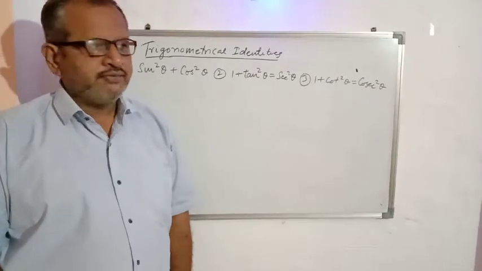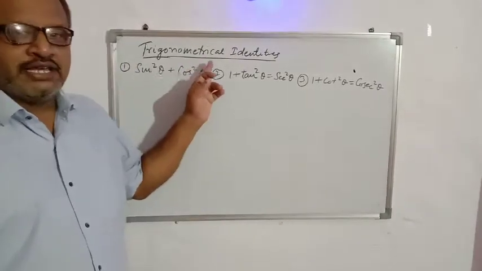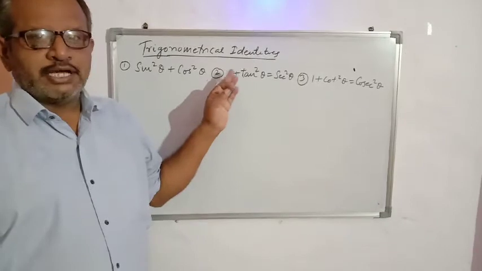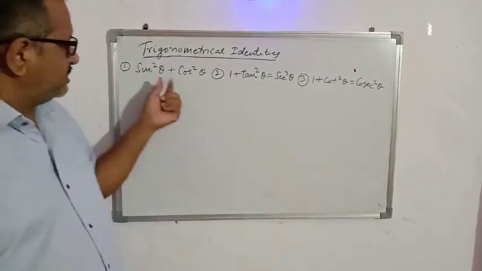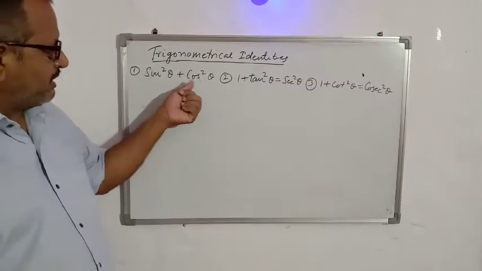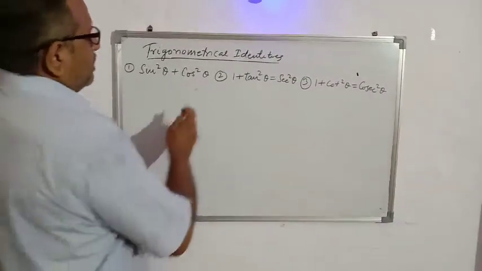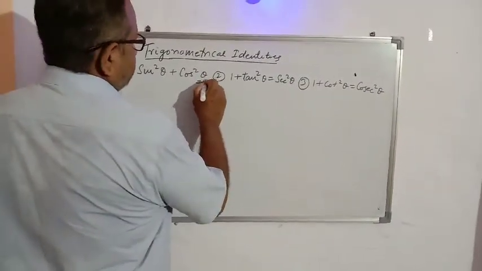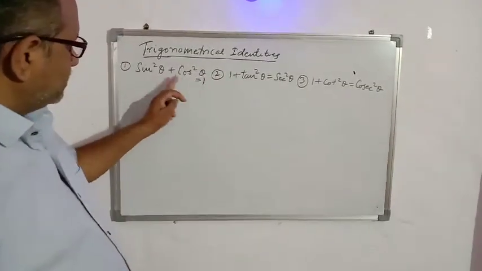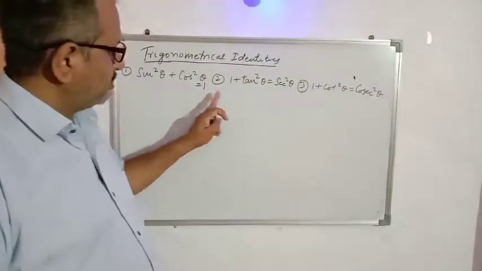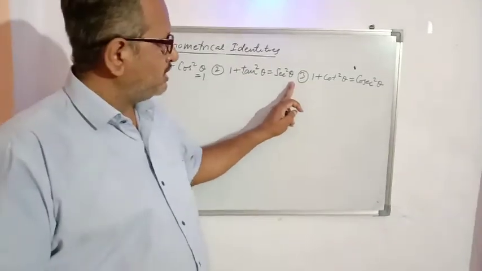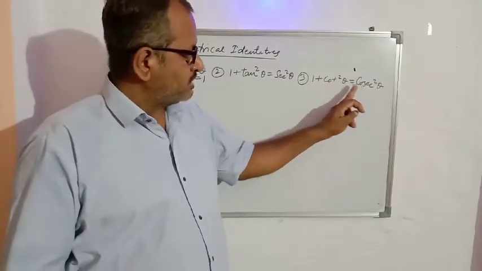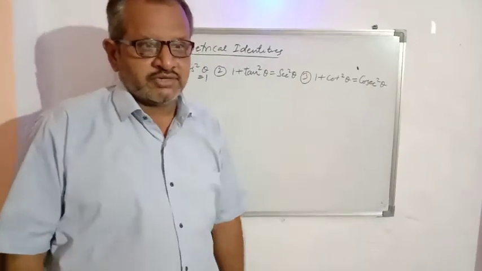Students, today we will study trigonometrical identities and their application. There are three trigonometrical identities. First one is sin square theta plus cos square theta is equal to 1. Second, 1 plus tan square theta is equal to sec square theta. Third one, 1 plus cot square theta is equal to cosec square theta.